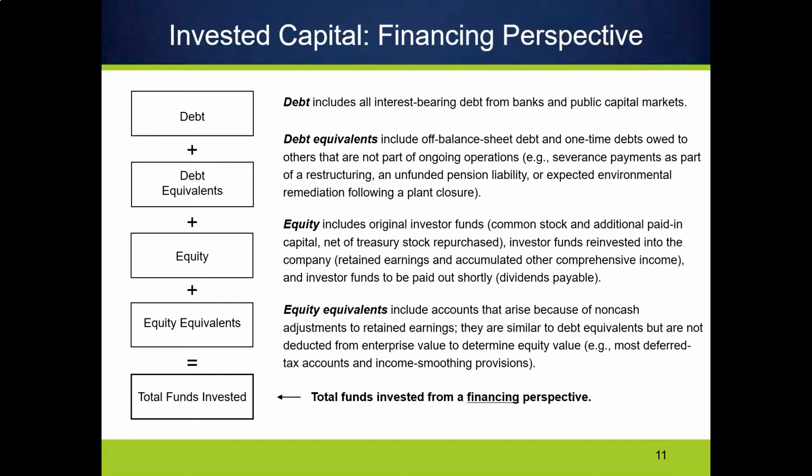Right? So debt is pretty straightforward. Debt is anything that is interest-bearing. So if it has an interest rate, whether it comes from a bank or from the public bond market, it is considered debt financing. Debt equivalence is going to be anything that is like debt but is not specifically an interest-bearing debt instrument. Okay? So that is going to include things like off-balance sheet debt and one-time debts that aren't part of sort of ongoing operations like severance payments, or we talked a little bit about unfunded pension liability, so money that we still owe to the pension plan for our employees.